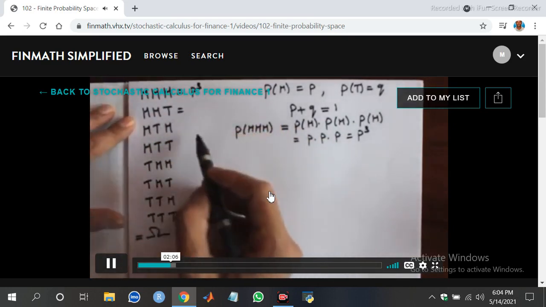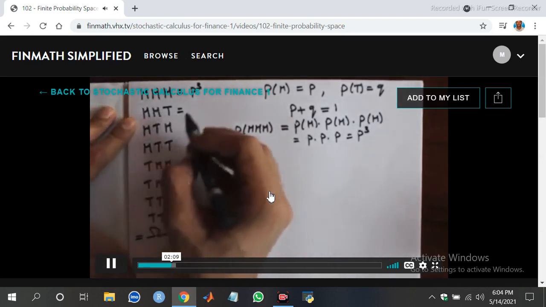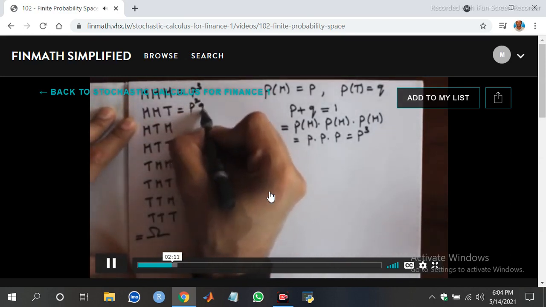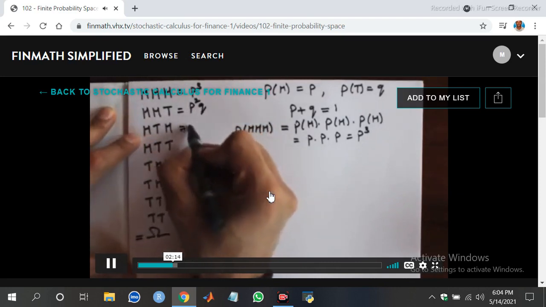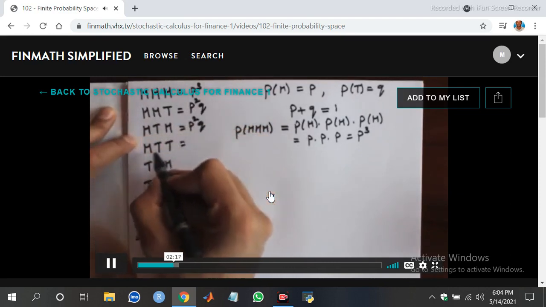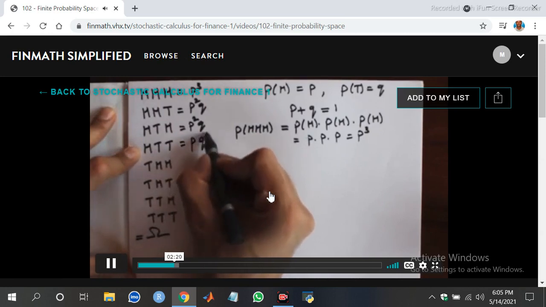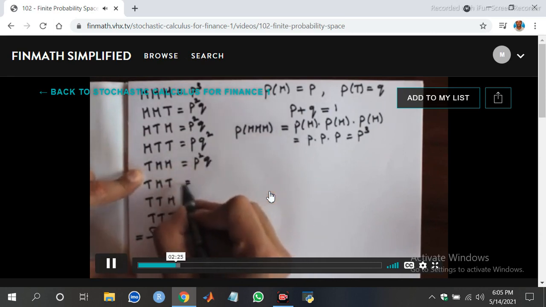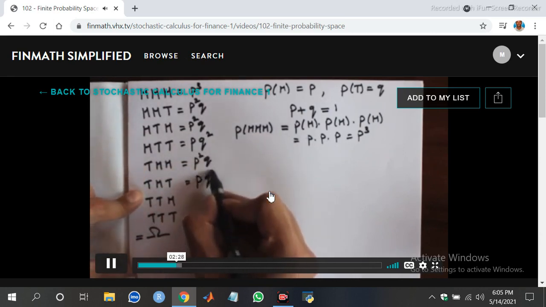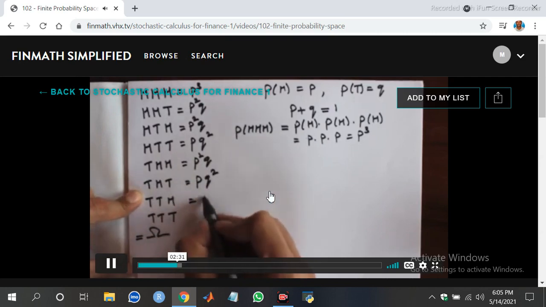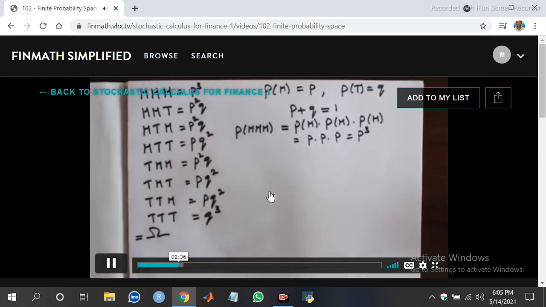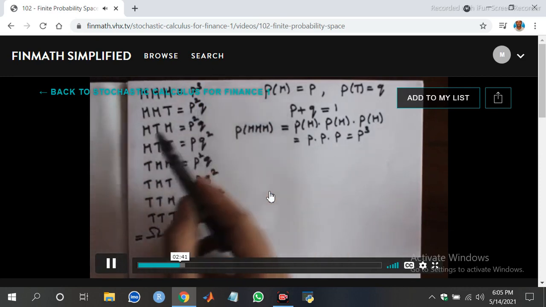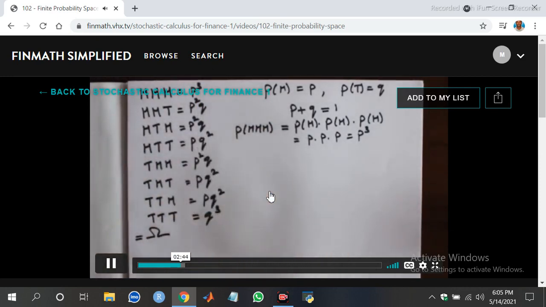Now similarly, with the same logic, the probability of getting 2 heads and a tail would be P squared Q. Again, 2 heads and a tail would be P squared Q. Getting 1 head and 2 tails here would be P Q squared, and here again 1 head and 2 tails, P Q squared. And here 3 tails would be Q cubed. So these are the probabilities of getting any one of these outcomes. We've written the outcomes here and their probabilities right here.